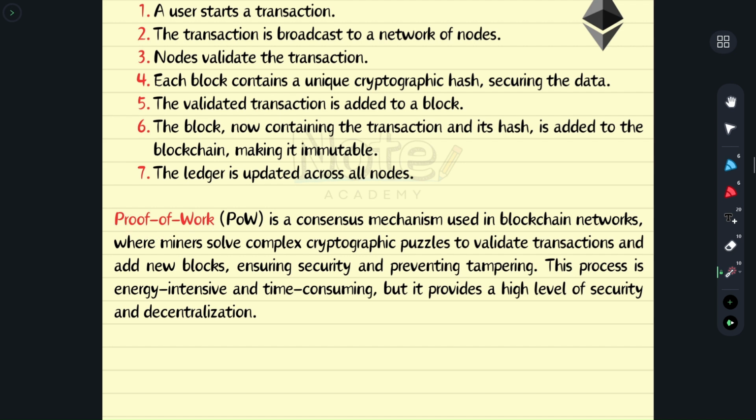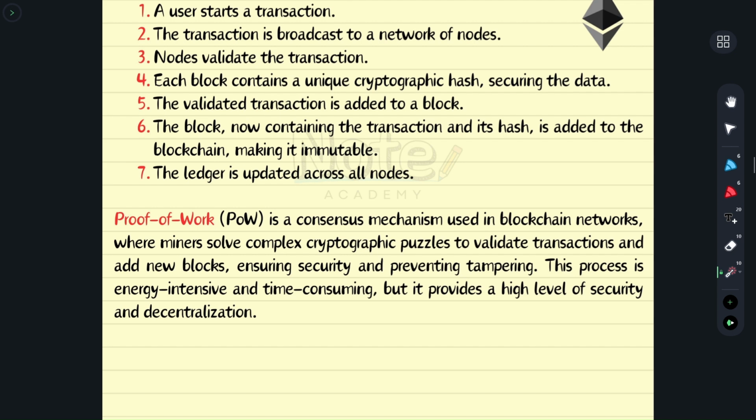All right. So let's study what proof of work is. This is the mechanism that is used inside blockchain networks. Over here, miners are solving complex cryptographic puzzles to validate transactions and add new blocks, ensuring security and preventing tampering. So when we hear about miners who use a lot of GPUs, they mine those coins.